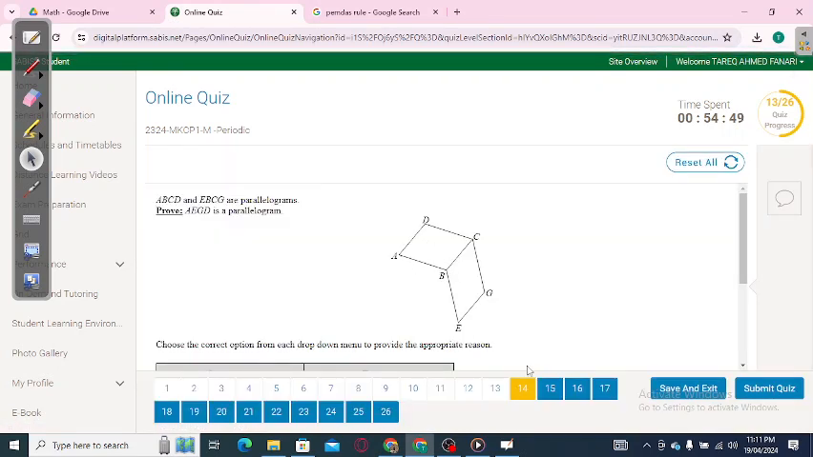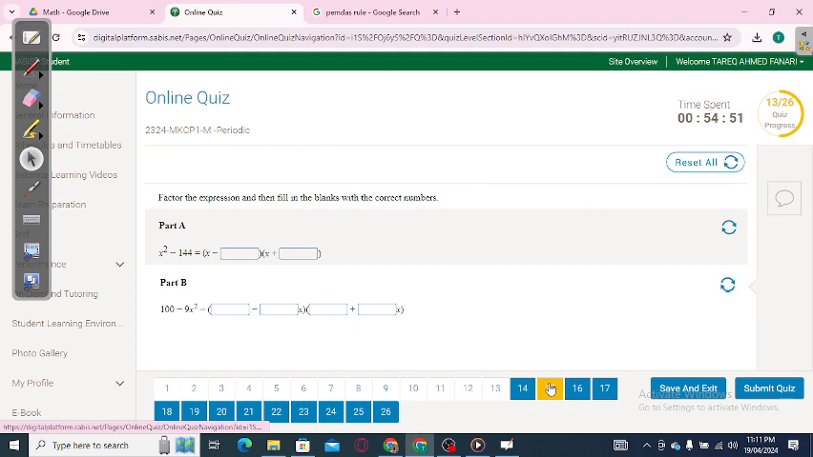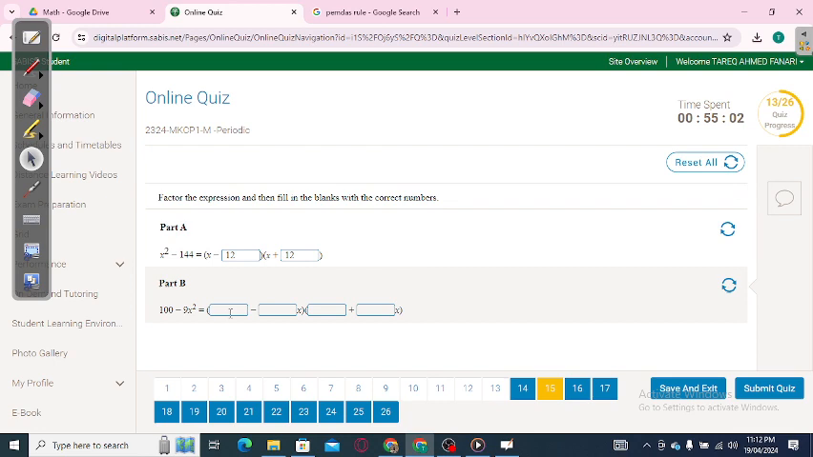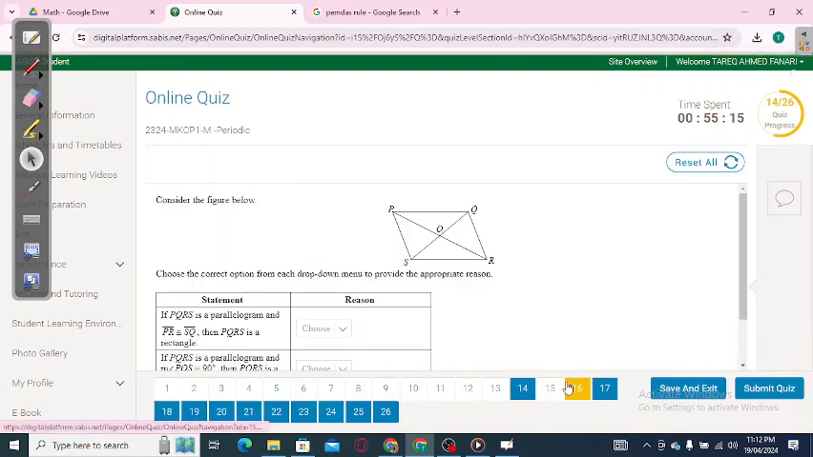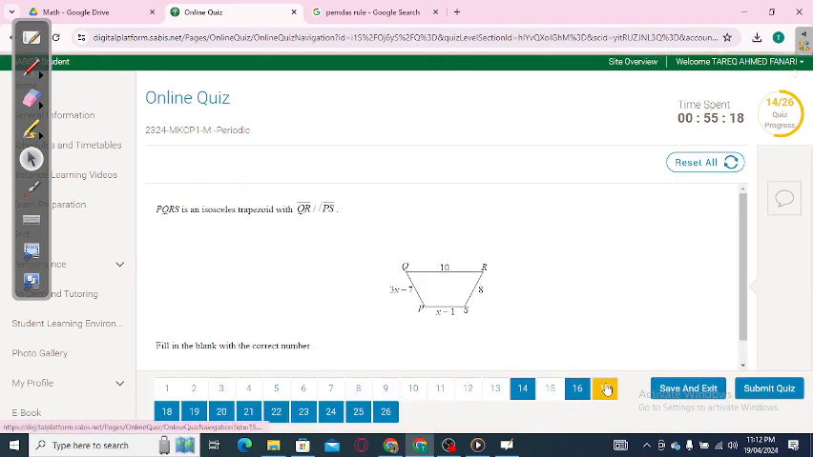Okay, this is a theorem, and this is statements and reasons. I will not be explaining. This is difference of squares. So x squared minus 12 squared gives x minus 12 and x plus 12. Same thing, literally the same thing. 10 squared minus 3x squared gives 10 minus 3x and 10 plus 3x. By now, after watching this video, you should have mastered the difference of squares. Another statements and reasons, this will be skipped as this is pure memorization.